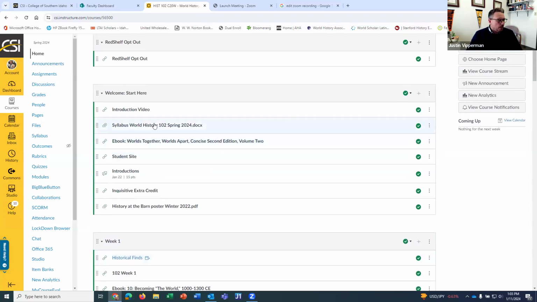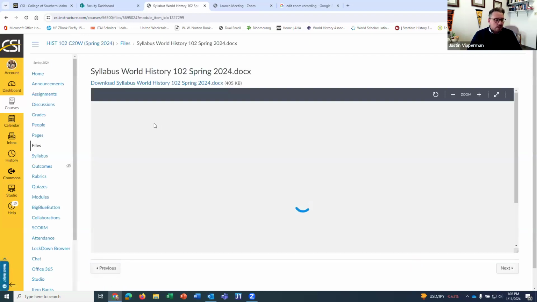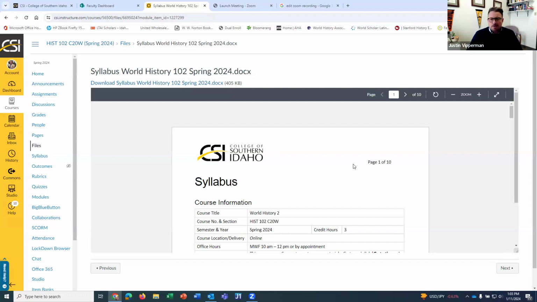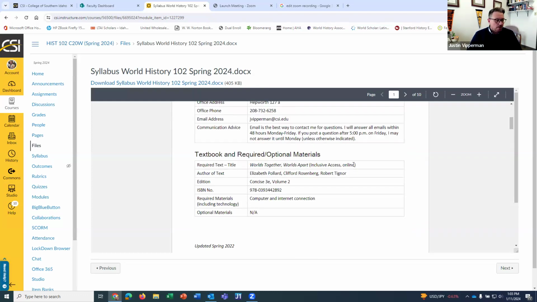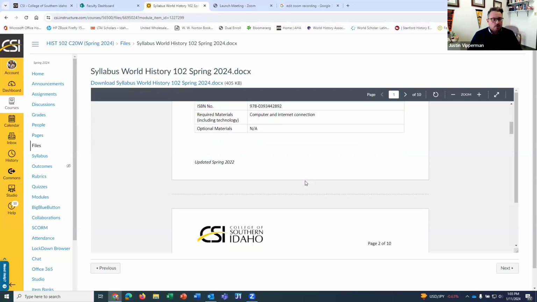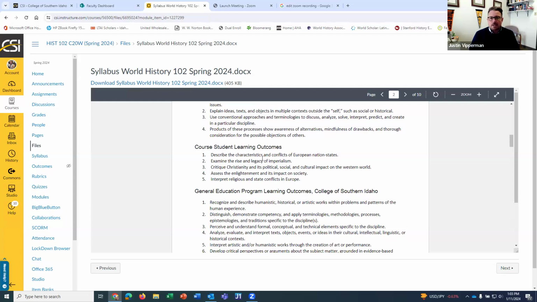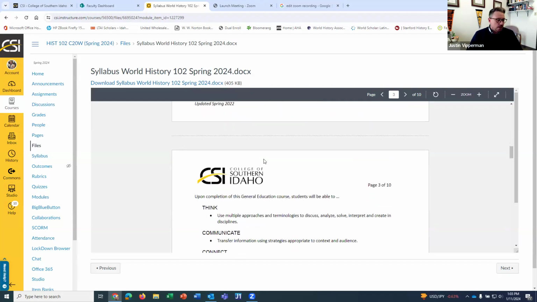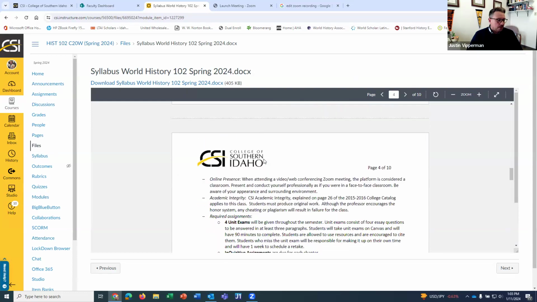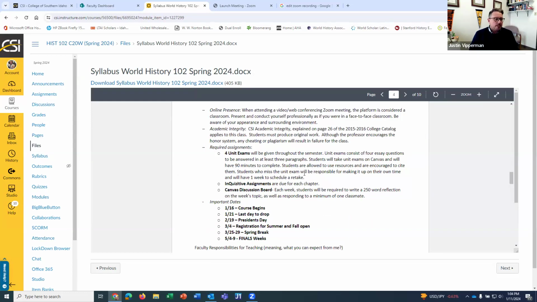Okay. I'm just going to open up the 102 syllabus, but this is where your syllabus would be. In this syllabus, pretty much all of my syllabi are the same. And so I want to just touch on a couple of key points. You've got your required textbook here, and then your learning outcomes, which you'll need to look at for your course, whatever that looks like. Really, the biggest pieces are these required assignments.